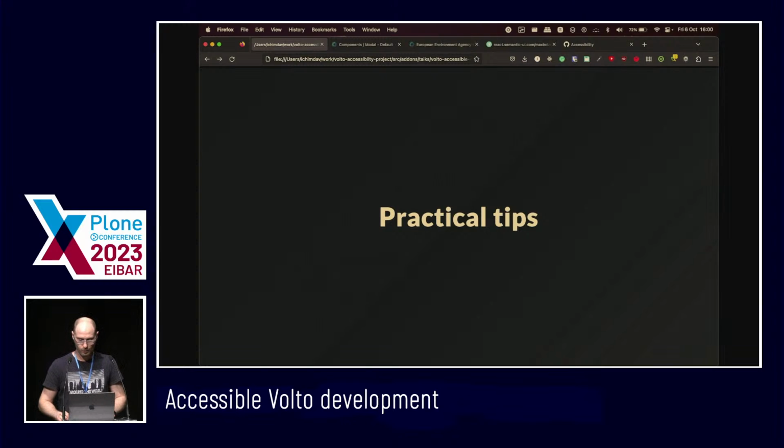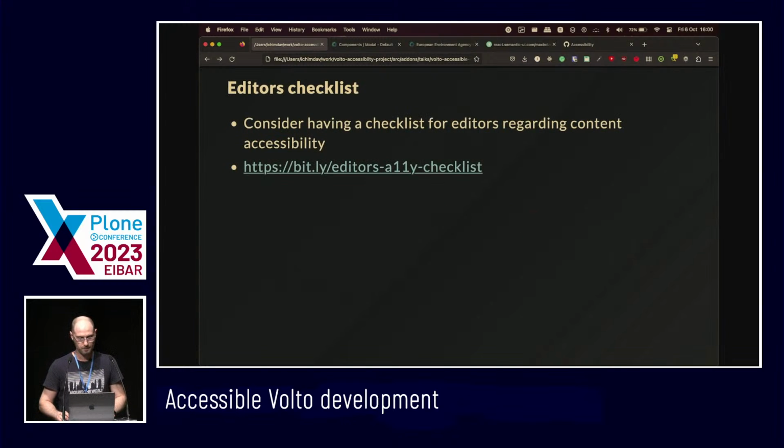Okay, now let's get to some practical tips. Before I start some of the things that the developers should do, I also want to mention that we can do anything and everything, but if the editors do not follow some sort of accessibility checklist guideline, then they will introduce accessibility problems. And that is something that is not easily fixed by us.